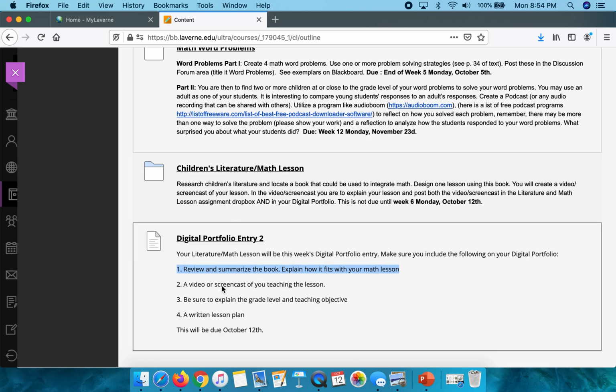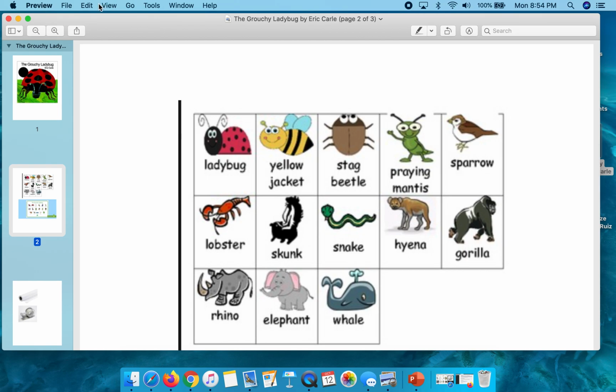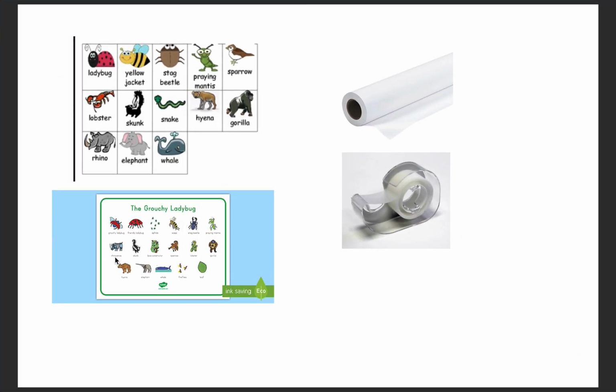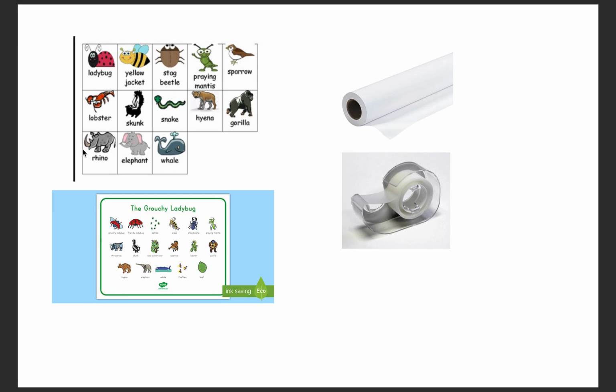So now I'm going to be teaching the lesson. Here we have all the characters. These little guys are the smallest ones. I was only going to use this picture, but I enjoyed how these were a lot larger.